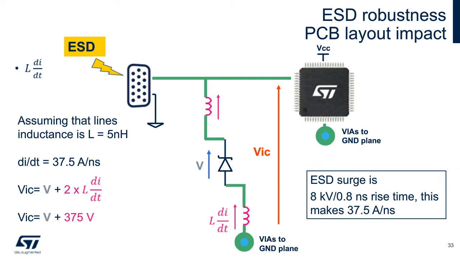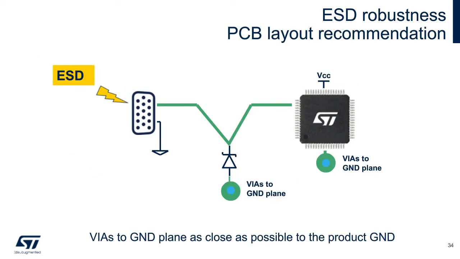The solution is simple. Our application PCB tracks must be under control. In particular, we have to shorten the PCB tracks and route them through the protection device pins, as visible in the figure. Connections to the ground must also be short, and specifically the vias to the ground planes must be as close as possible to the protection device and to the protected IC ground pins to limit the parasitic inductances.